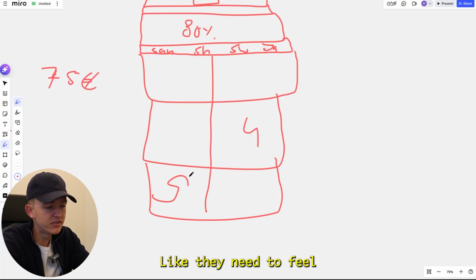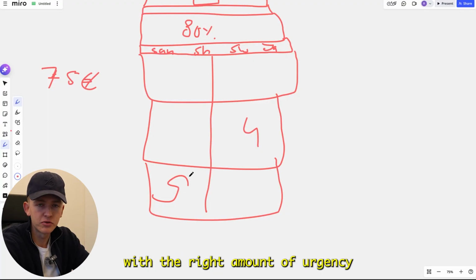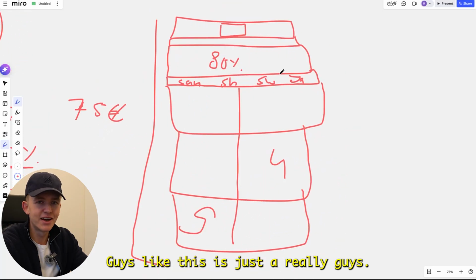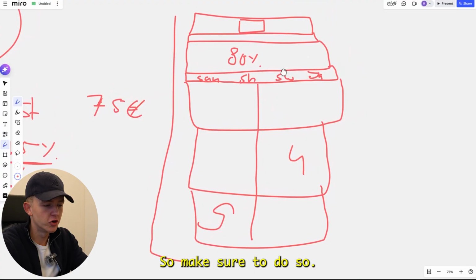And why? They need to feel some urgency as well. They need to first get a proper sale with the right amount of urgency, and they will buy more. So make sure to do so, guys. This is just a really good example of how your collection page should be built. Okay, so make sure to do so.